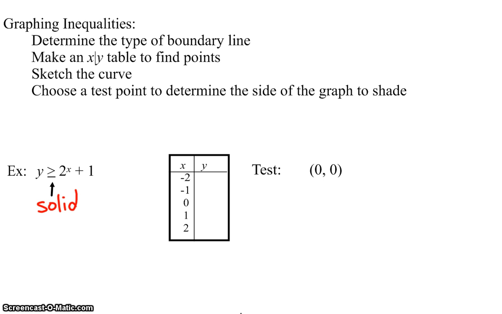So 2 to the -2 is 1/4, plus 1 is 1 1/4. 2 to the -1 is 1/2, plus 1 is 1 1/2. 2 to the 0 is 1 plus 1 is 2. 2 to the 1st is 2 plus 1, which is 3. And 2 to the 2nd is 4 plus 1, which is 5. So we have some points.